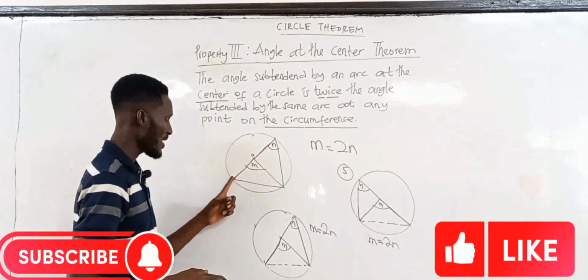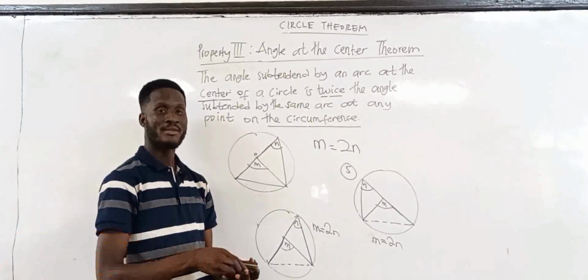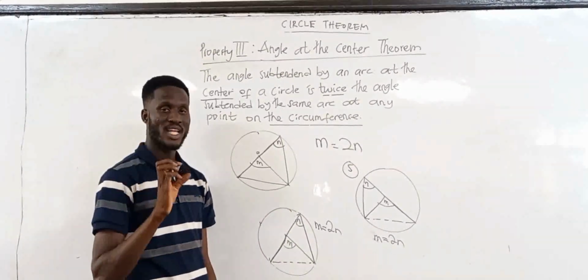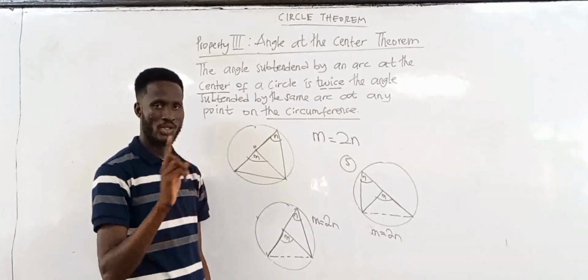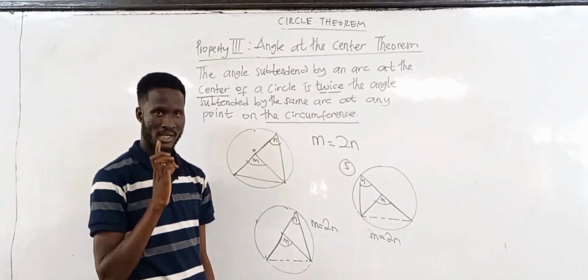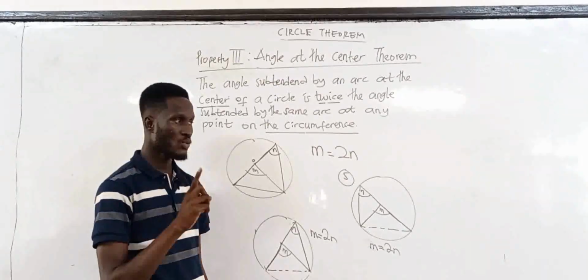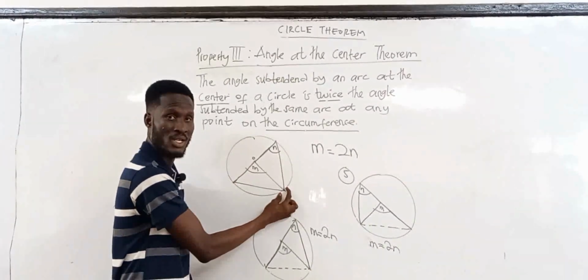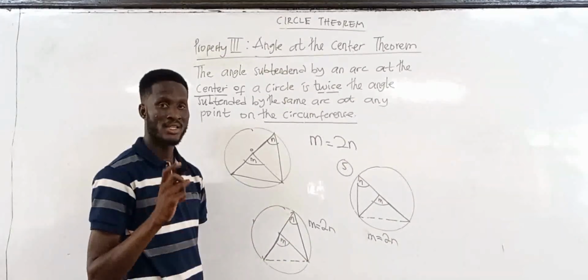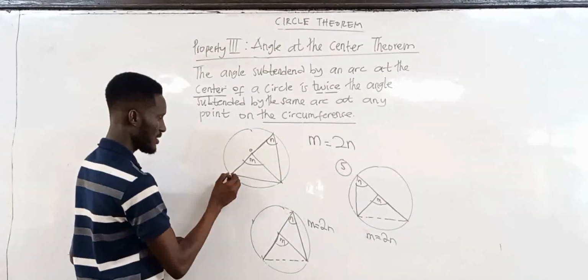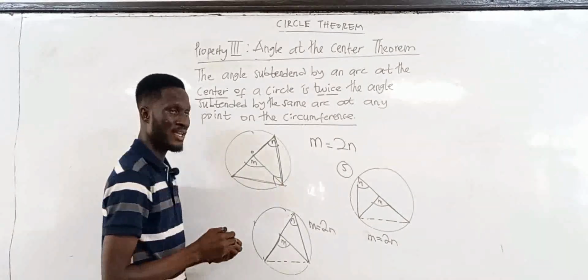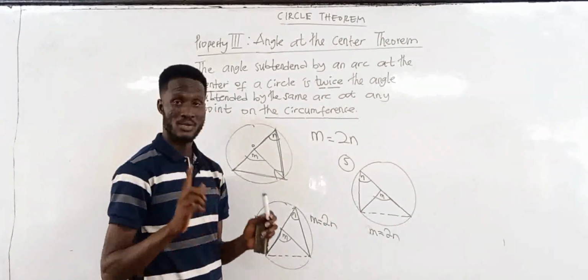Since this one is the diameter, we can recall our property 1, which talks about the diameter rule. Go and check it. The diameter rule says that when the diameter forms an angle at the center of a circle, the angle formed is 90 degrees. So this diameter comes here and the one comes here, so the angle formed here is 90 degrees.